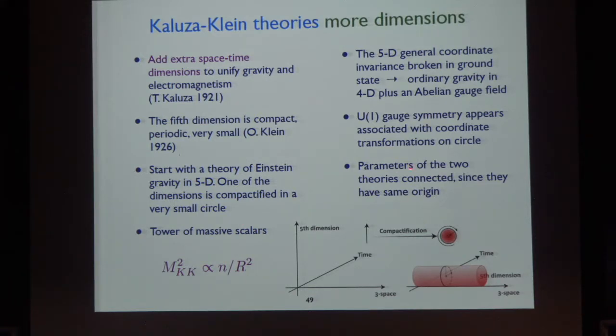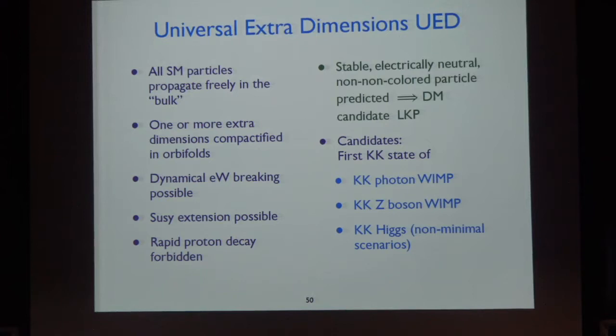And the parameters of the two theories are connected since they have the same origin, and this is the basis for more modern theories with extra dimensions, called universal extra dimensions. And this massive tower of states, the lightest one, also provides a dark matter candidate. Okay, this was not an idea of Kaluza and Klein. Obviously, this was something that was noticed later.